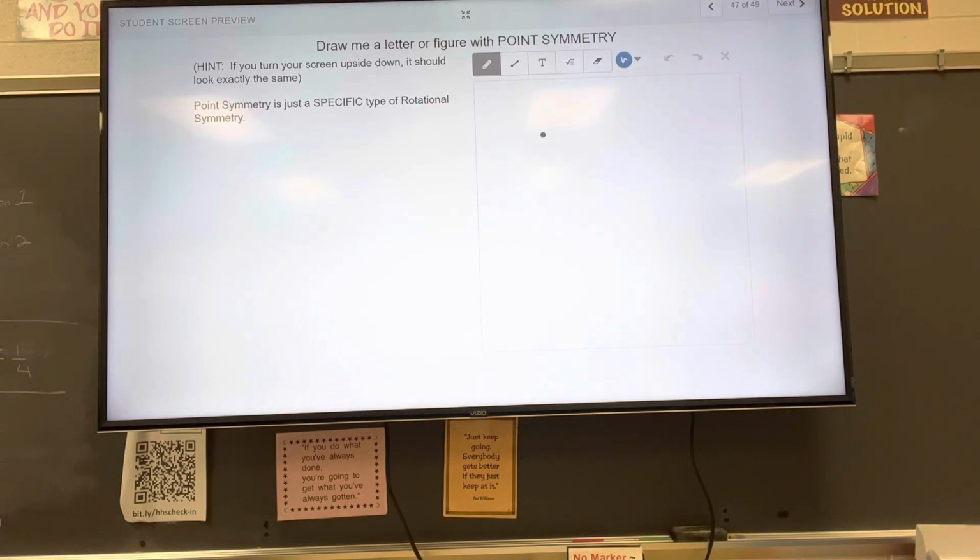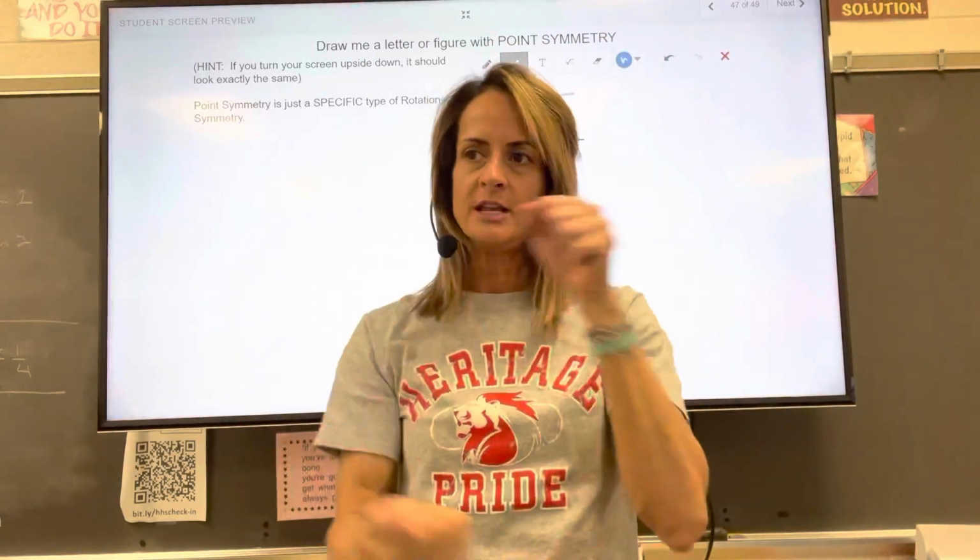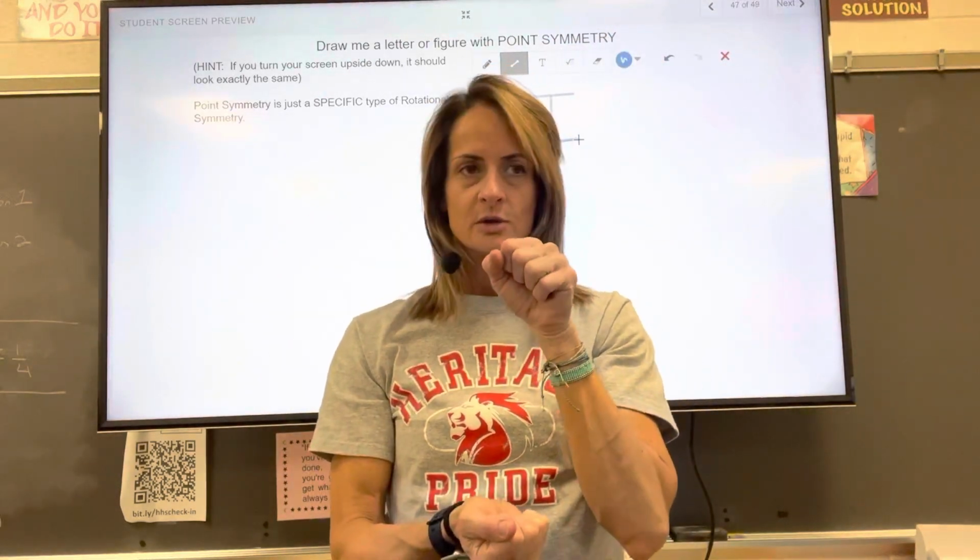So let's think of some letters that have point symmetry and draw them on the last slide here. For example, I, and we're doing capital letters, okay? So I, you could take I and flip it upside down, rotate it 180 degrees, and it looks identical. So the letter I has point symmetry.